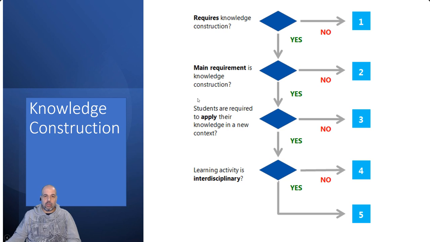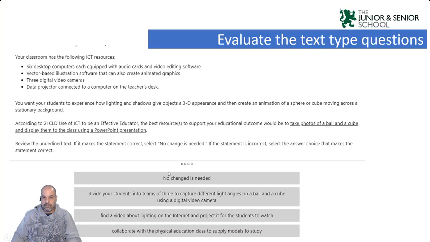We can see students are required to apply their knowledge in a new context, and they are, because they're doing it in painting. They learned it in theory, and now they're painting a railroad track. That will take it to a level 4.